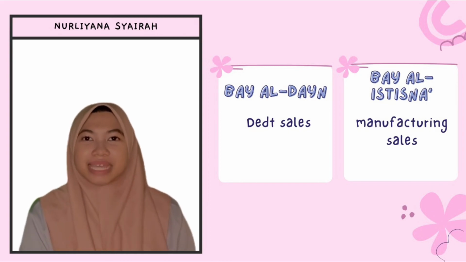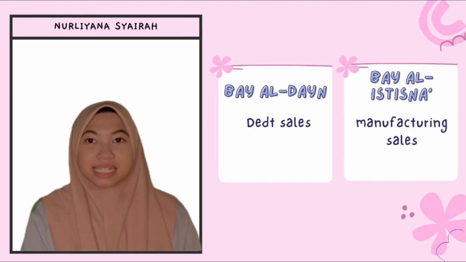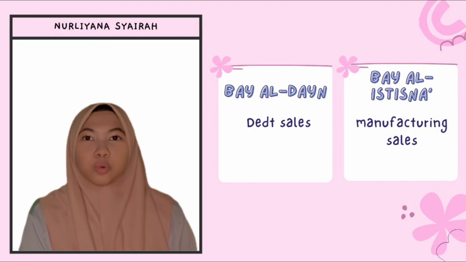Last but not least, Bay al-Istisna. Bay al-Istisna is sale on order and sale in the way of ordering, which means the price is paid in advance but the assets are manufactured and delivered at a later specific time.